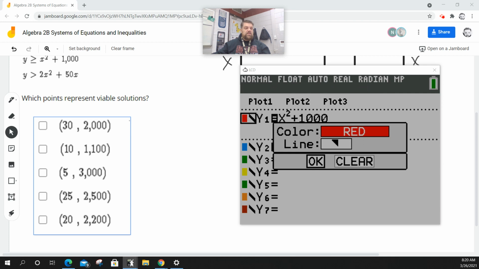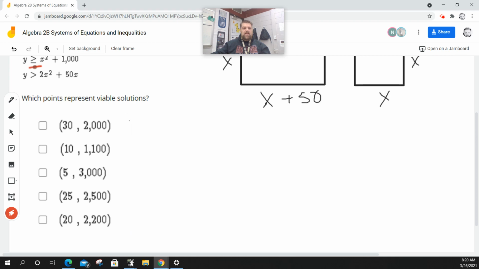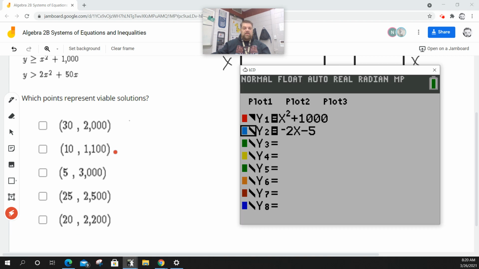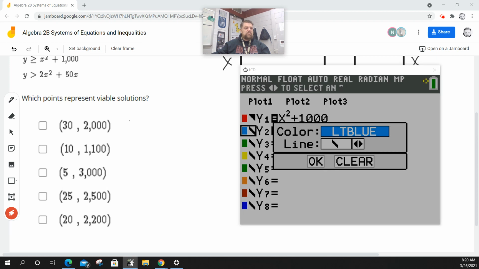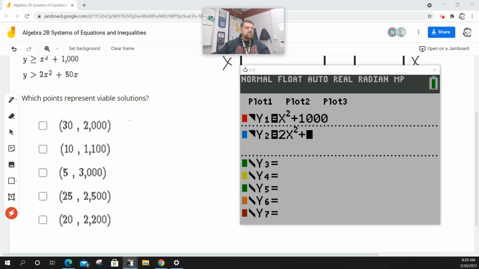All right, so that's going to shade one way. Now I'm going to come down here, and this inequality has a greater than or equal to. This one has a greater than. So when I go to graph, I'm going to make sure that there's a shading above. So I just hit enter, scroll down here and go till it's shaded above. So what this little symbol is letting me know is that I'm going to shade above the line when I graph the line. So I'm going to hit OK there. Now I've got to enter in that second equation, which is just going to be 2x squared plus 50x.